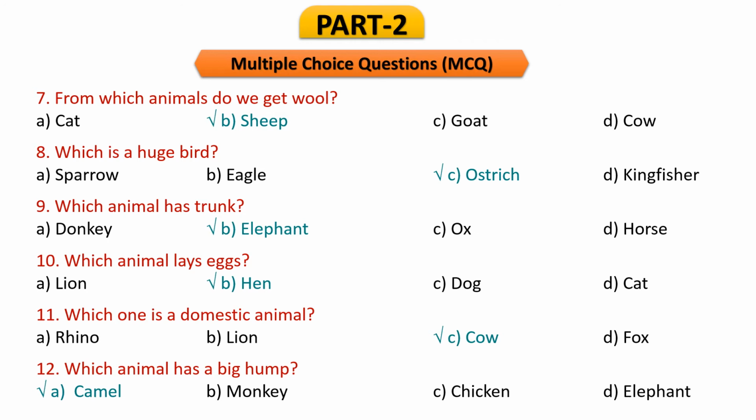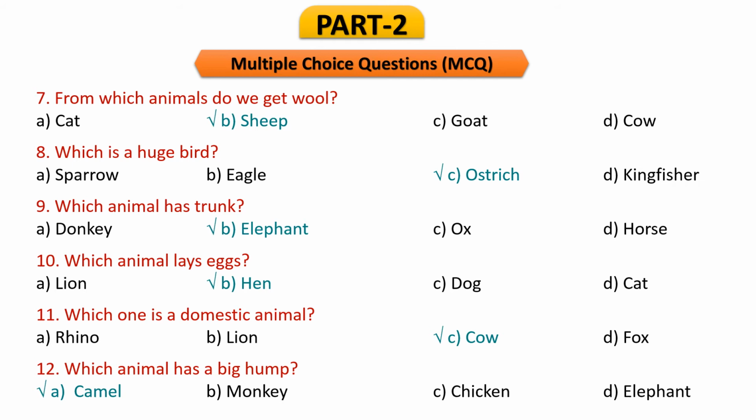Question number 11. Which one is the domestic animal? Option A, rhino. Option B, lion. Option C, cow. Option D, fox. Domestic animals means a kind of animal who lives at home. We do not keep the rhino, the lion or the fox at home. But the cow is an animal who lives at home. That's why the domestic animal is the cow, option C.